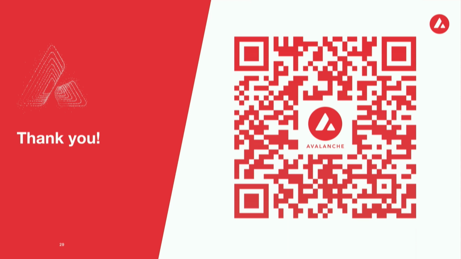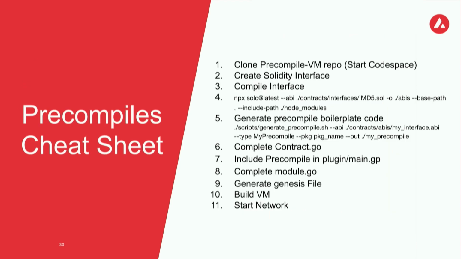So basically, if you want to see what the steps look like, of course, we're not doing it today, but you just need to clone the repo, and you create a Solidity interface. This Solidity interface is how you will be interacting with it from another contract. And this Solidity interface is as simple as any interface that you have seen in Solidity before. But once you have the Solidity interface, you can compile that, and then we have this generate precompile SH script that is super helpful for you to create all the boilerplate code that you will need in order to generate this precompile.